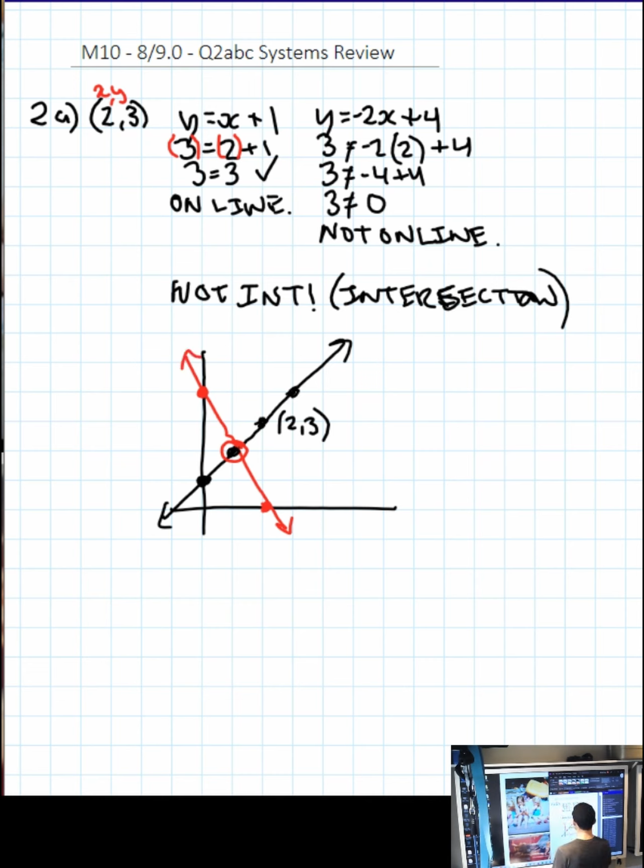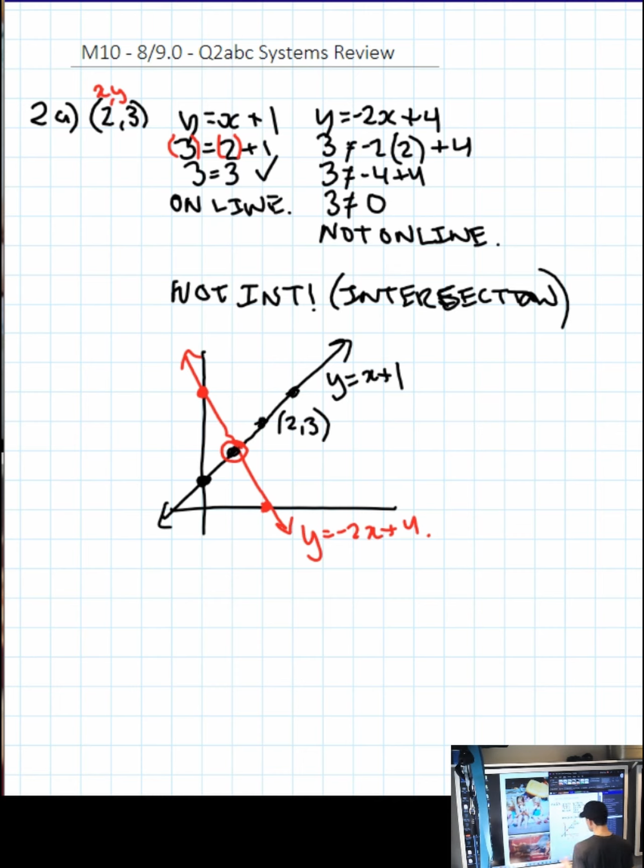So I'm going to label my equations. This first equation was y equals x plus 1, and the second equation in red is y equals -2x plus 4. So the question was, is (2, 3) on the line? Is it on both lines?